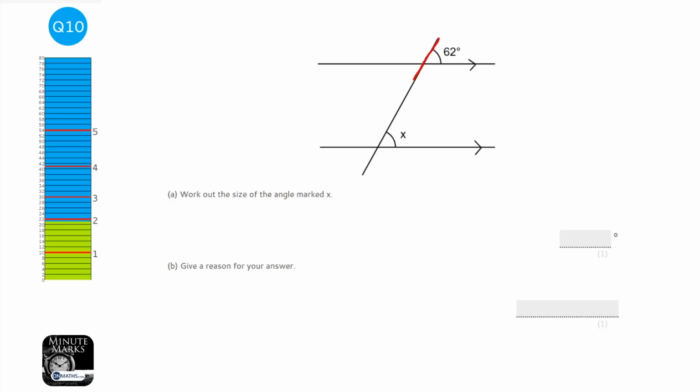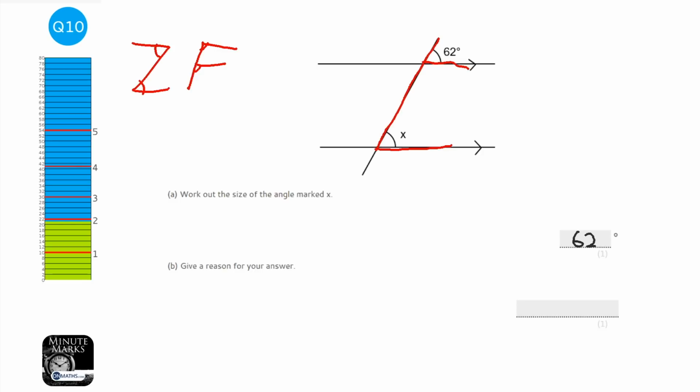So if I draw out from the parallel lines, I always say it's the armpits of the letter. So if it's a Z, it's the armpits of the Z. And if it's an F, it's the armpits of the F. Well, this is like an upside down backwards F. So we know that upside down backwards F, any F angles are going to be the same. So I know that's 62 degrees.